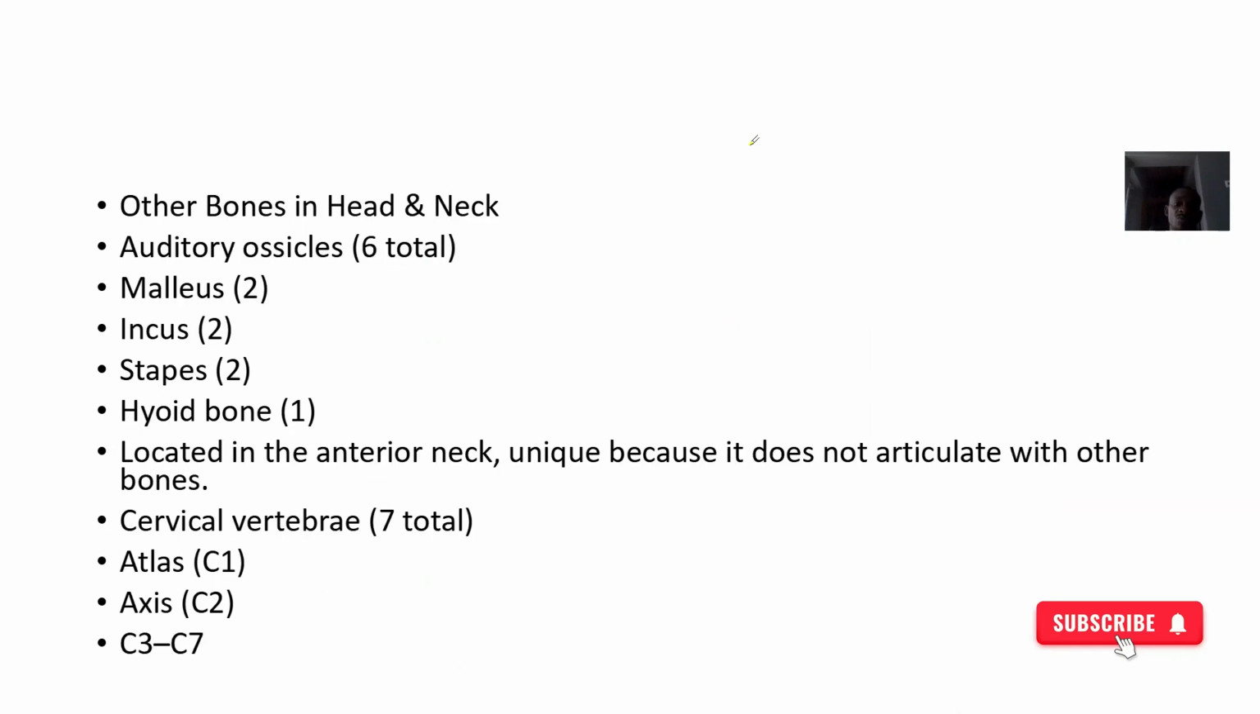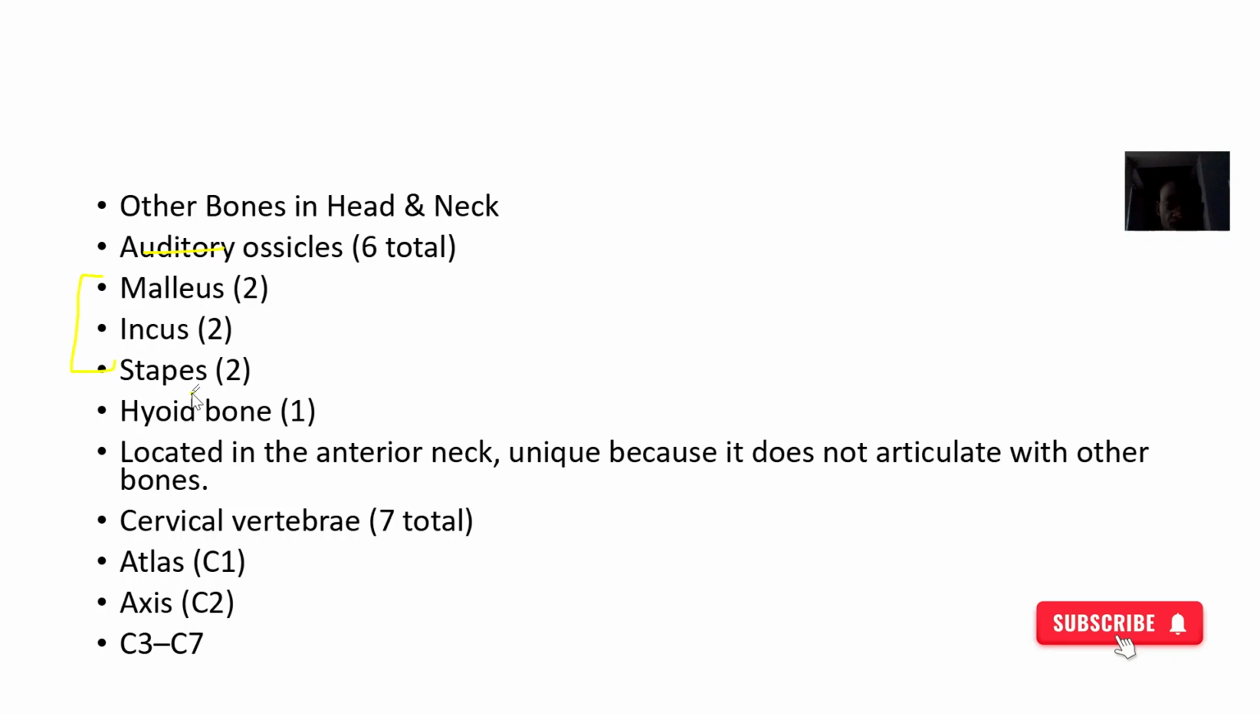Other bones in the head and neck include the auditory ossicles. There are 3 in each ear: the Malleus, the Incus, and the Stapes. So that's for the auditory ossicles: 2 Malleus, 2 Incus, 2 Stapes.